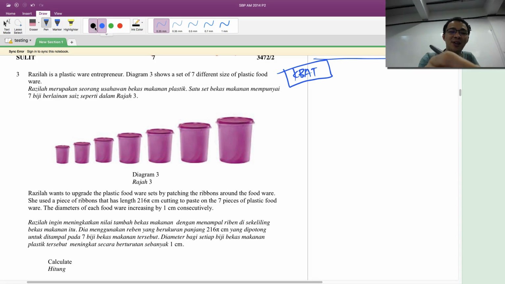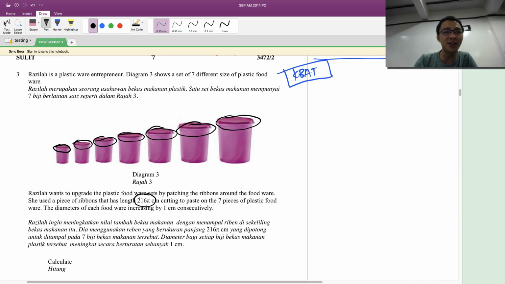That means they use the ribbon to tie the plastic footwear. You can see everything here is the ribbon, and when all the ribbon is added together, you will get 216 pi.